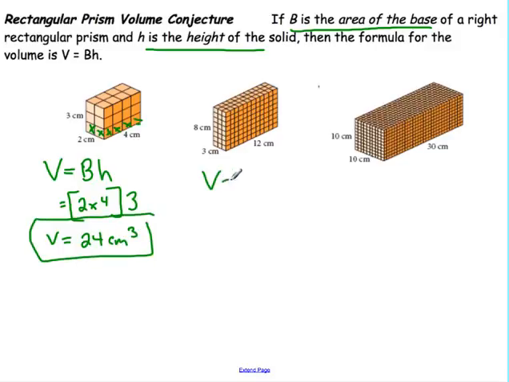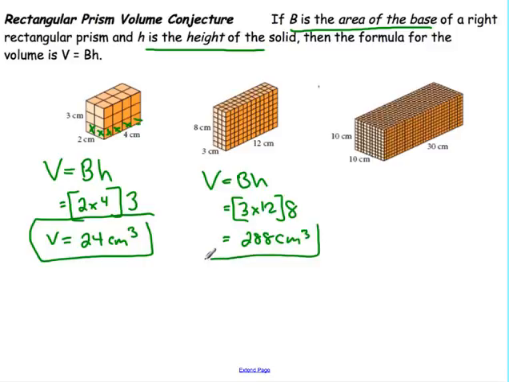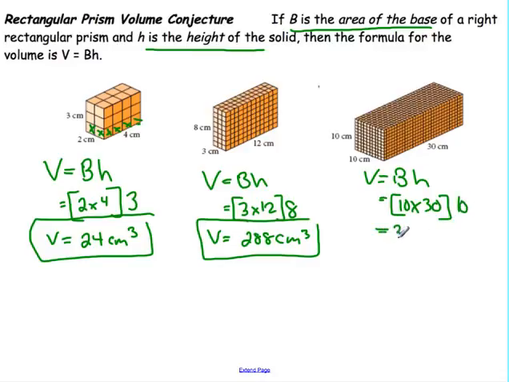This building, volume equals base times height. The area of the base would just be 3 times 12. And I'll multiply that by 8 high. When I multiply those, I'll get 288 cubic centimeters, or that many cubes. Over here, same concept. Volume equals the area of the base times the height. So that would just be 10 times 30 times the height of another 10. So that would be a total of 3,000 cubic centimeters.